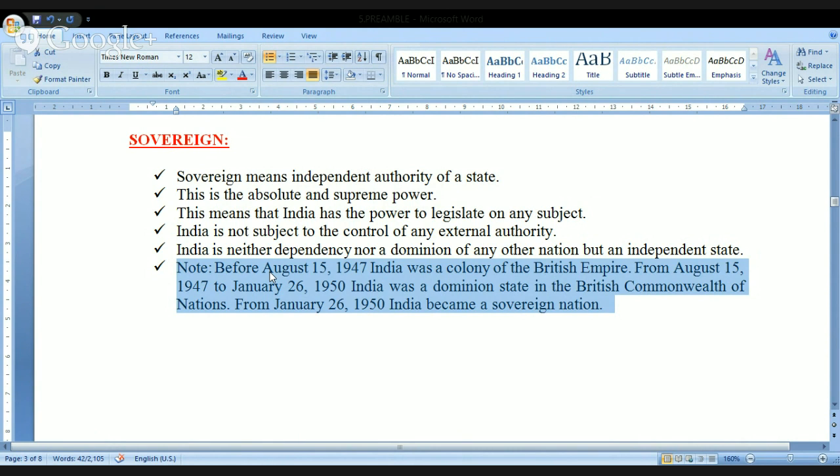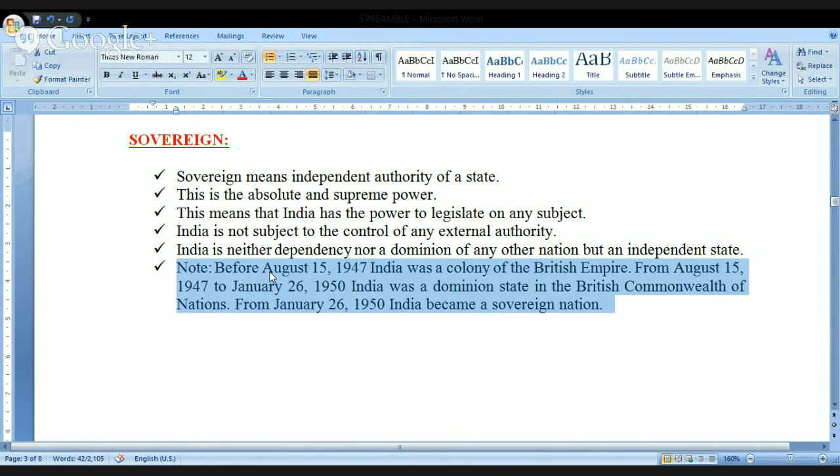And on 1950, India became a sovereign nation. Kindly remember, these are the 3 points we are giving. Up to August 15th, 1947, it was a colony of the British Empire. From August 15th up to January 26th, India was enjoying a dominion state in the British Commonwealth of the Nations. But the day on which we have commenced the constitution, India became sovereign.